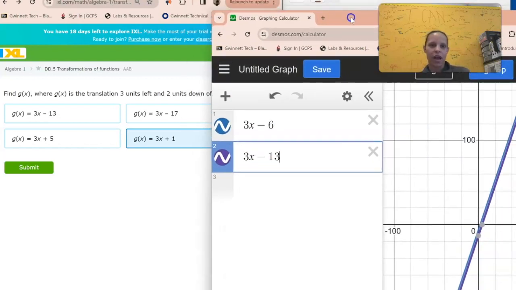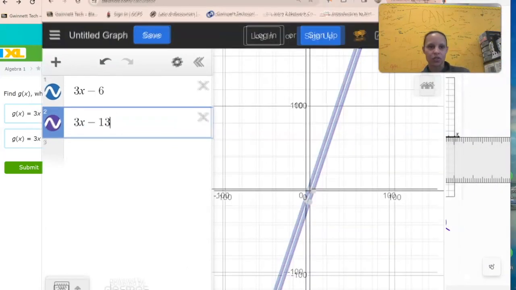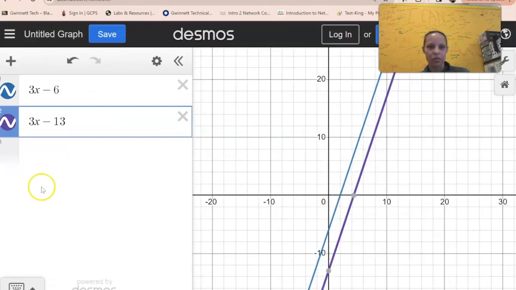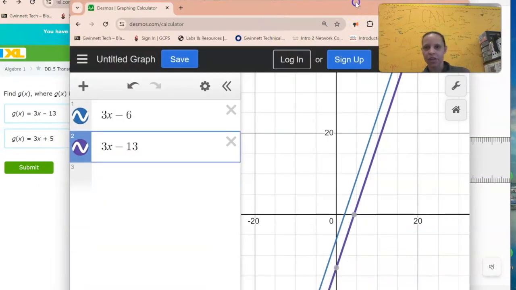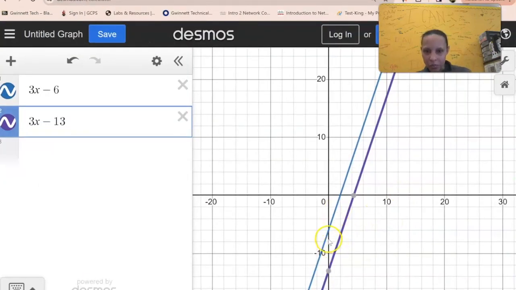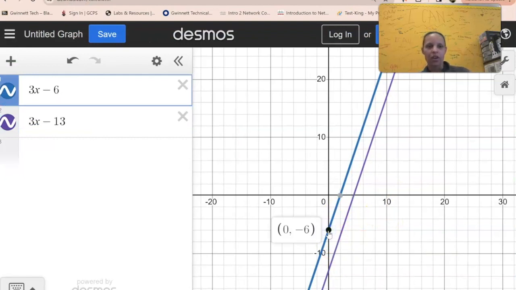All right, so 3 left and 2 down. That's what we're looking to do. 3 left and 2 down. I'm going to zoom in a little bit, and I want to go from blue to purple by going 3 left and 2 down. So pick any point you want. So let's pick this point right here. Okay, so I went blue to purple. 3 left, 2 down. So if I go left 3, so take this point, 1, 2, 3, and then I go 2 down. Do I get the purple line? No. So purple is not the answer.